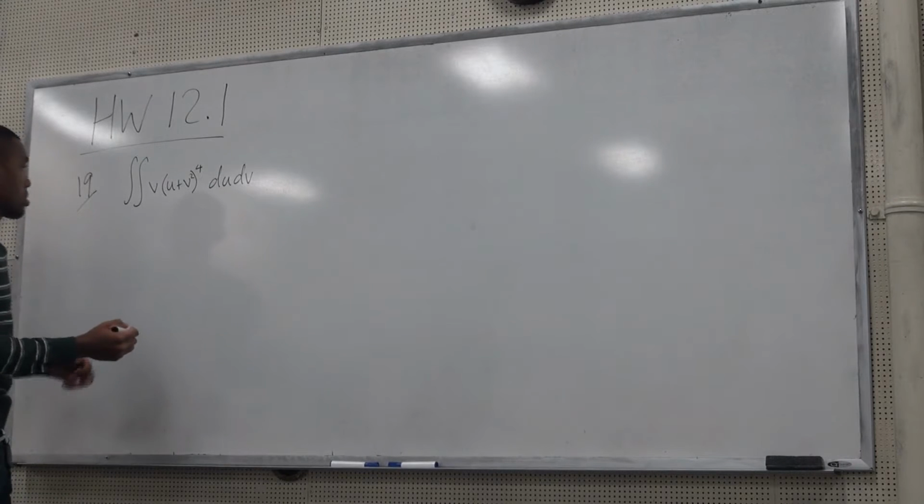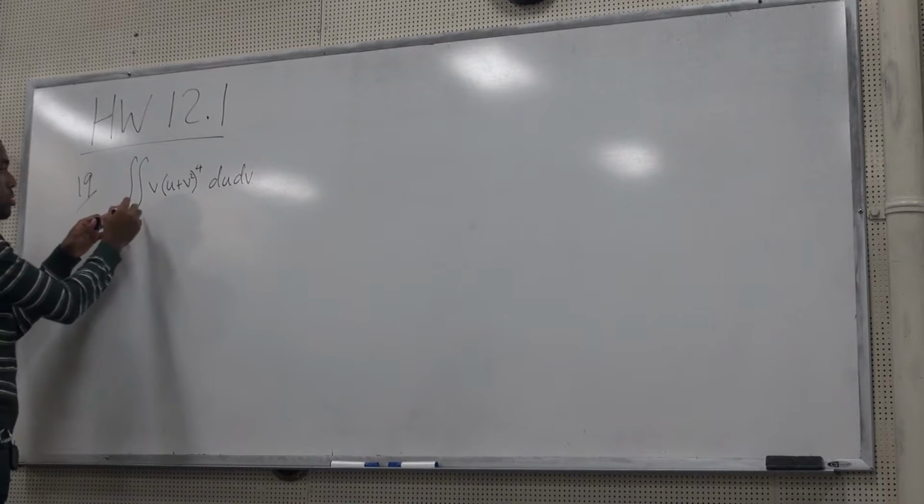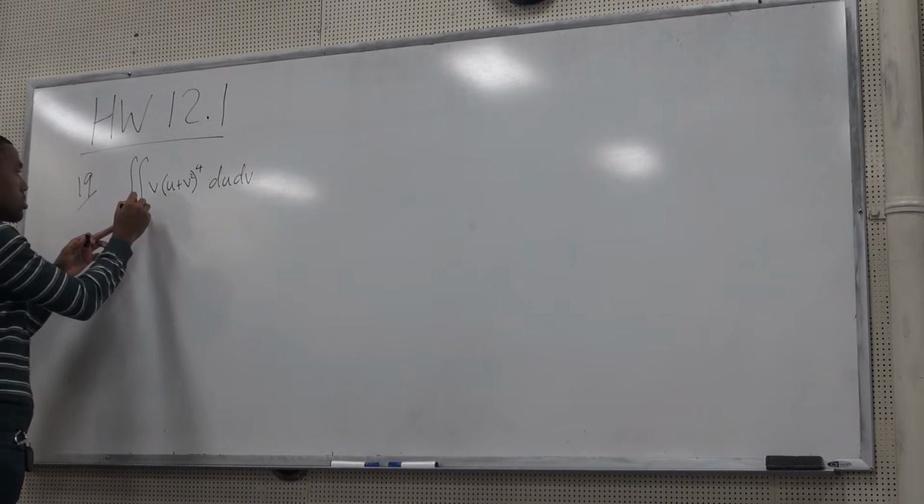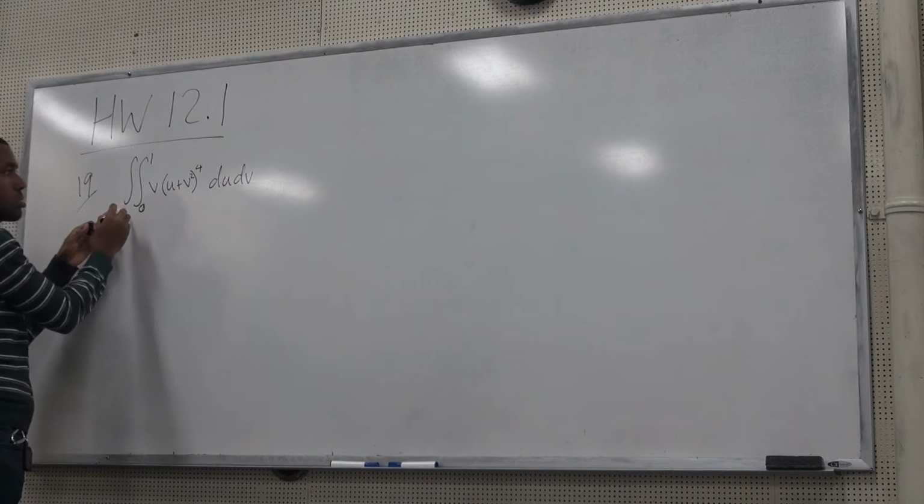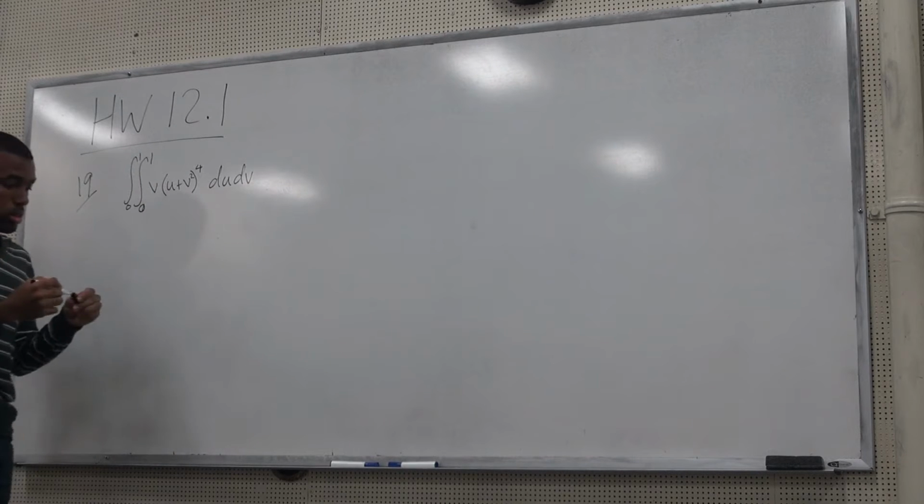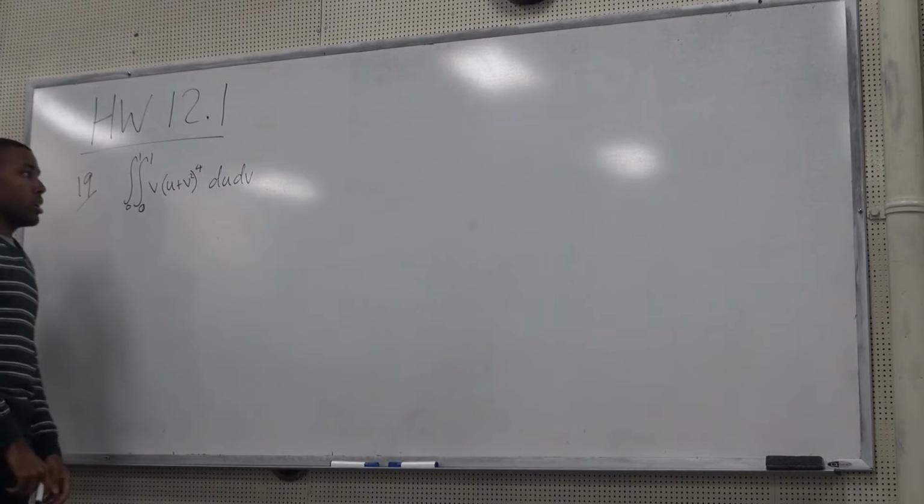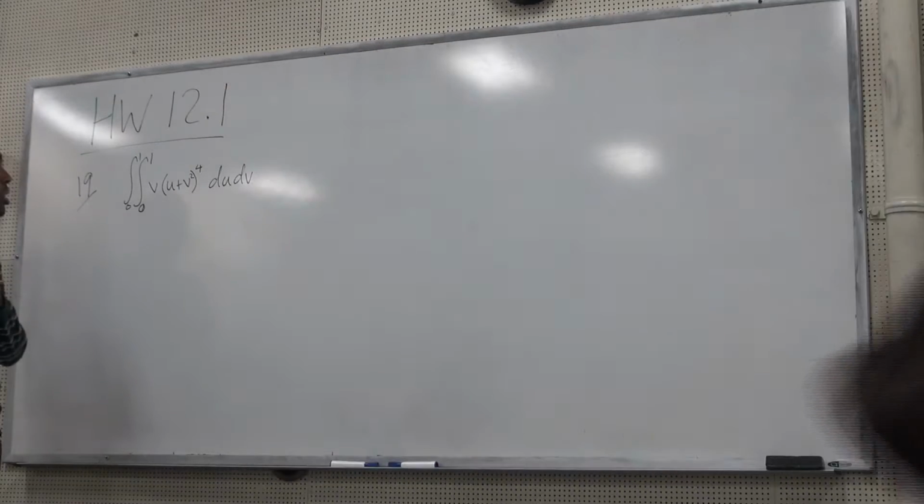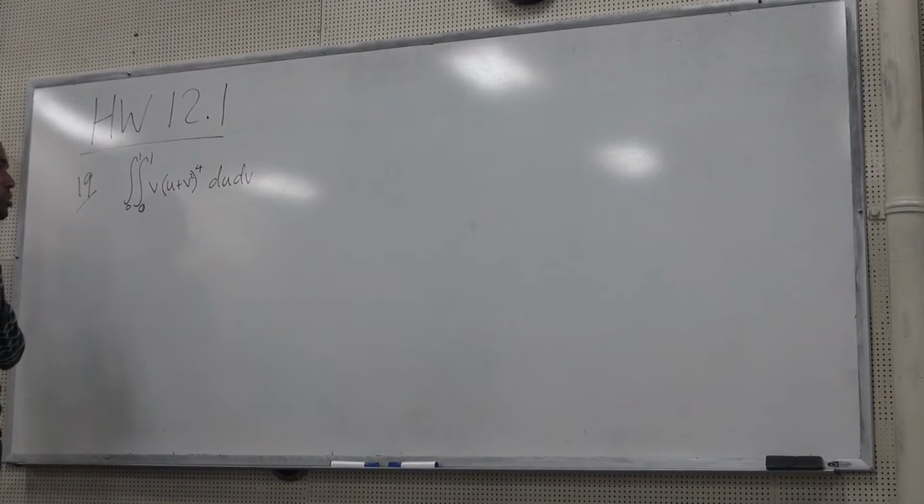And the boundaries of u are 0 to 1. They're both 0 to 1? Yeah, 0, 1 and also 0, 1. Okay. All right, so how do we do this one? U substitution? Sure.